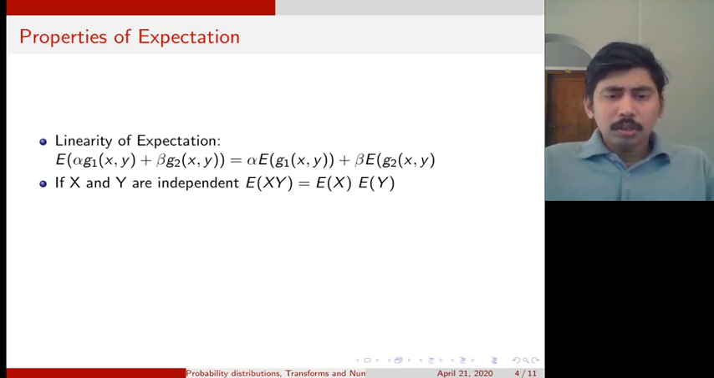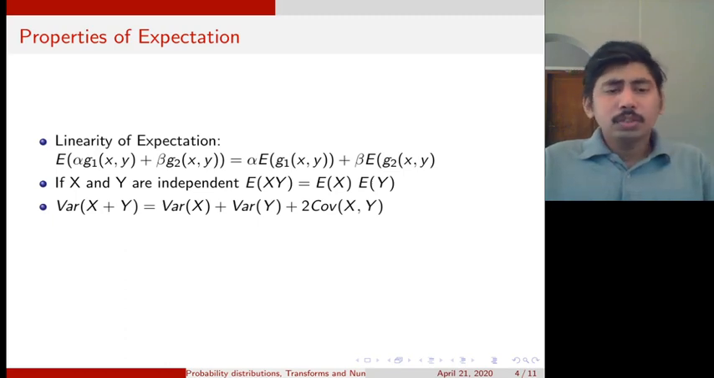It is easy to prove this using the definition of expectation of xy. Expectation of xy equals the double integral of xy into f of x, y. When x and y are independent, f of x, y can be split into f1 of x into f2 of y. So expectation of xy can be split into an integral containing x into f1 of x, and another integral of y into f2 of y, and both integrals equal expectation of x and expectation of y respectively.